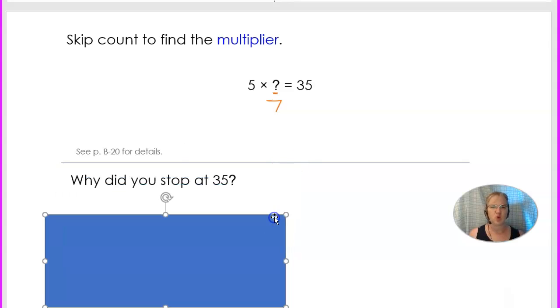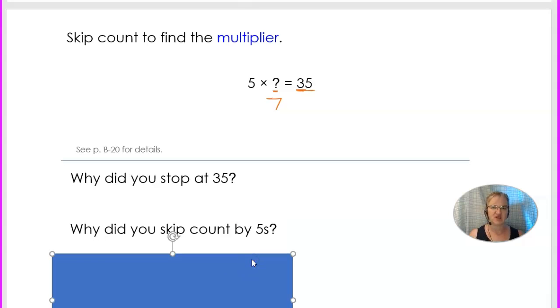So now think about, why did you stop at 35? Because that's the product, right? That's the answer to our multiplication question. And why did you skip count by 5s? Because 5 is the multiplicand. It's the number that we are multiplying.